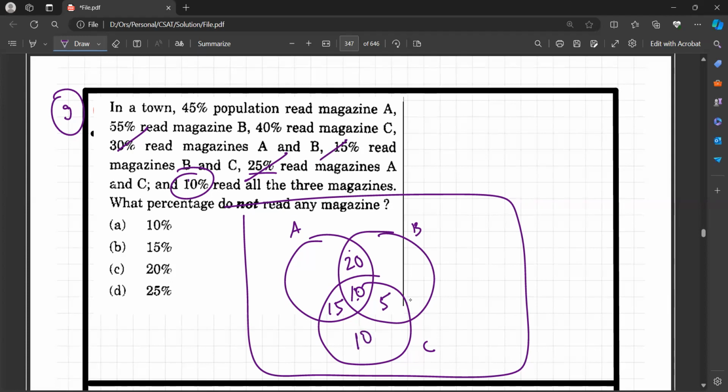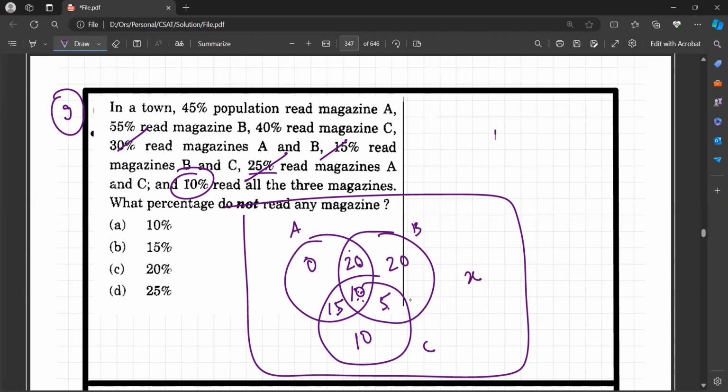Now out of this B, 55% read magazine B. So this is 30, this is 35, this will be 20. And 45% population read magazine A. 20, 10, 30, 45. So this has to be 0. What percent do not read any magazine? So you have to find this X.